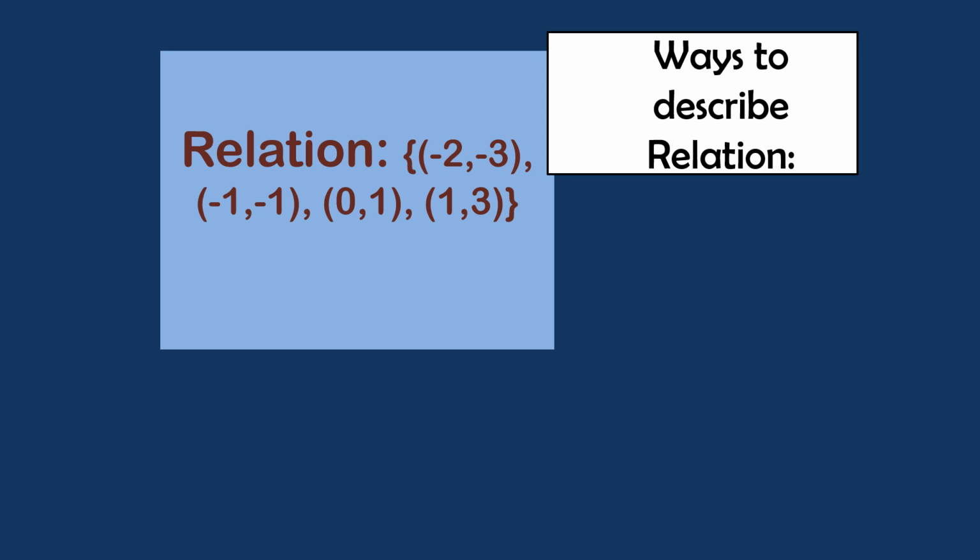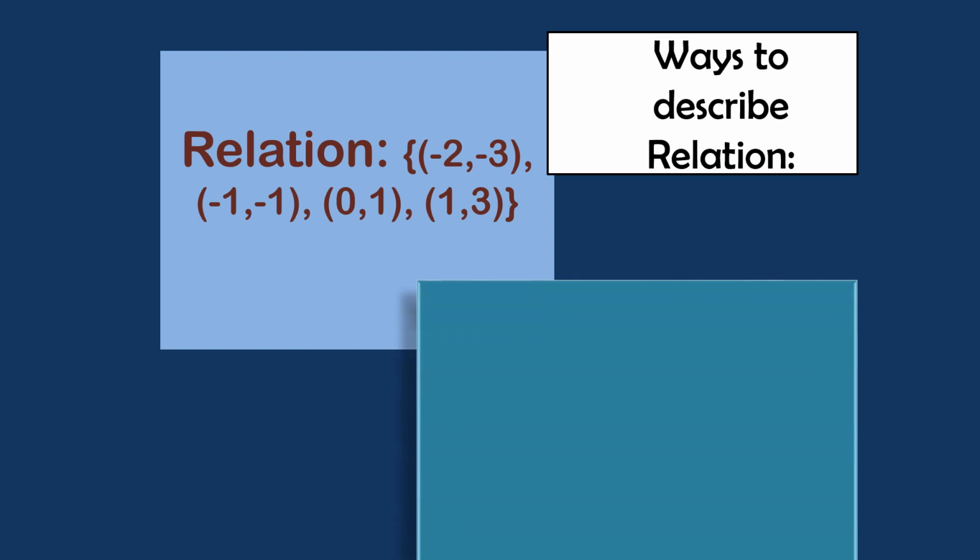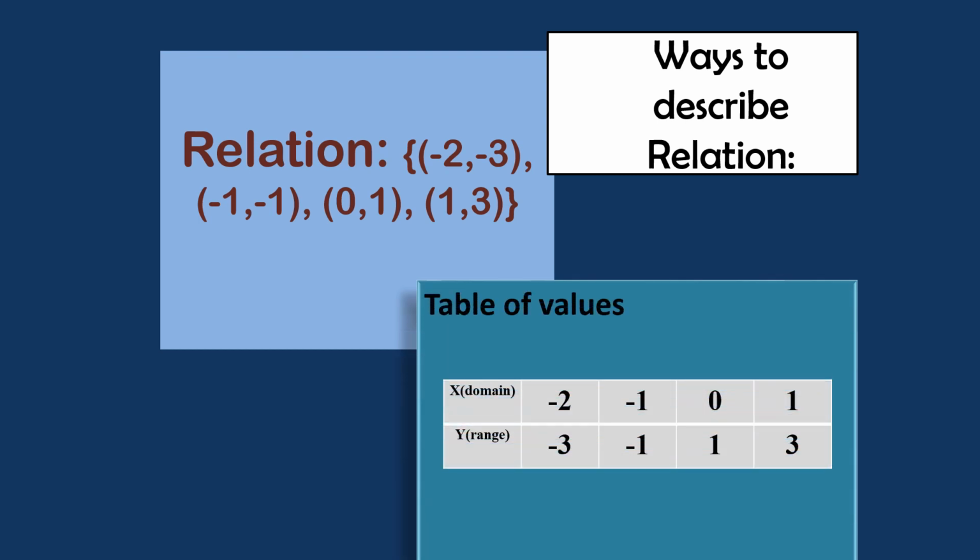Okay. Now, since a relation is a set of ordered pairs or a group of ordered pairs, there are ways of describing or illustrating a relation. Not all the time kasi relation, naka-describe sila or naka-illustrate sila using this format. Merong ibang ways. Okay? The first way is by making use of a table of values.